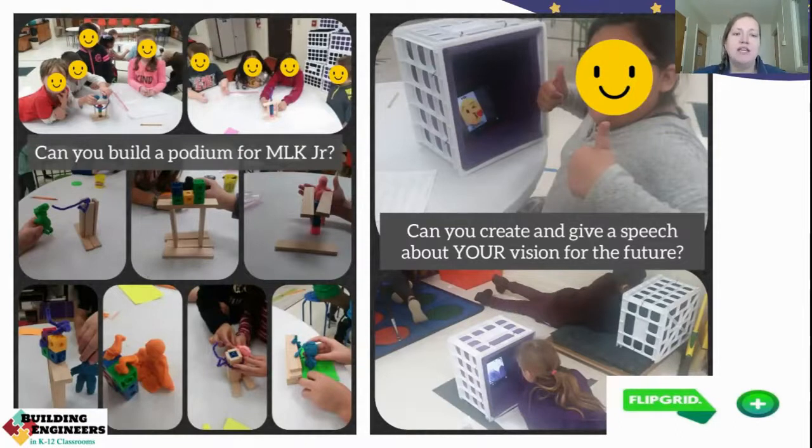We watched the video and they noticed that his podium had a lot of microphones on it. So part of their challenge was that their podium had to have at least 2 microphones. My 2nd grade through 5th graders created a speech of their own, focusing on something that they wanted to see change in the world. They used Flipgrid to create their speeches.